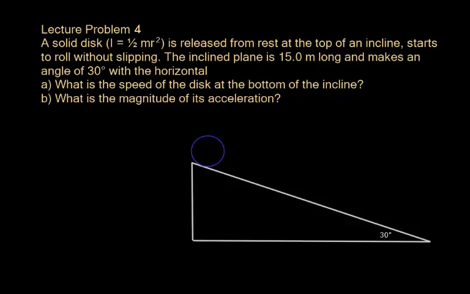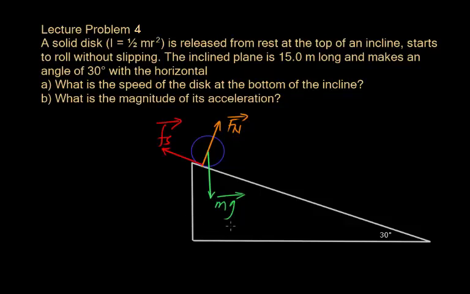The first thing that we need to do is to sketch a free body diagram. There are three forces acting on the disk. The normal force is acting perpendicular to the surface of contact. The weight mg, which acts straight down. And finally, the static friction force, which acts upward parallel to the inclined plane.